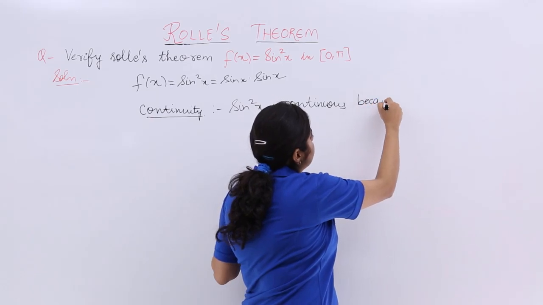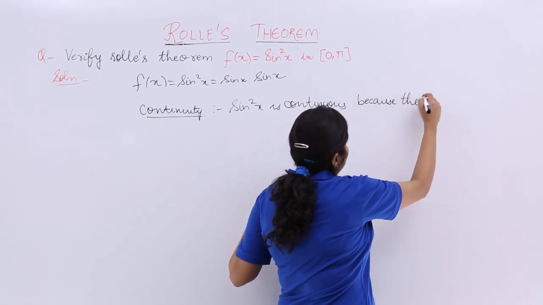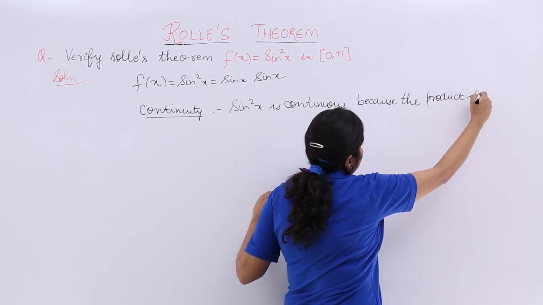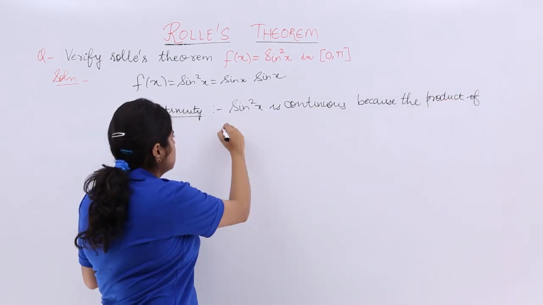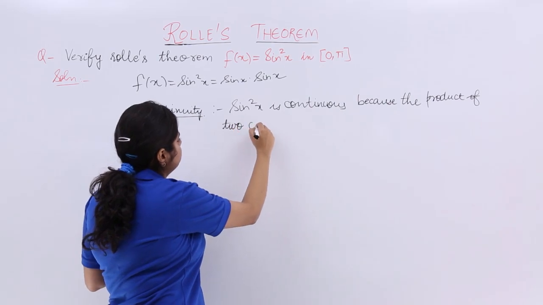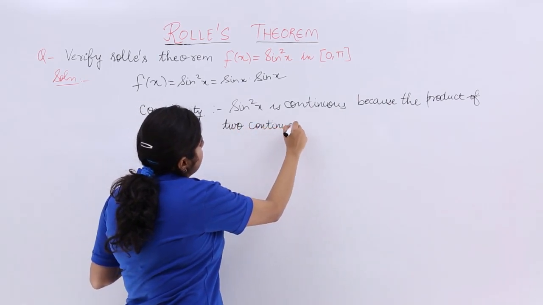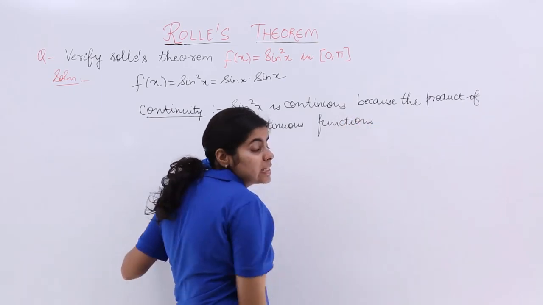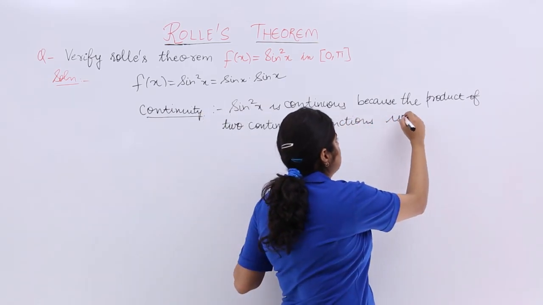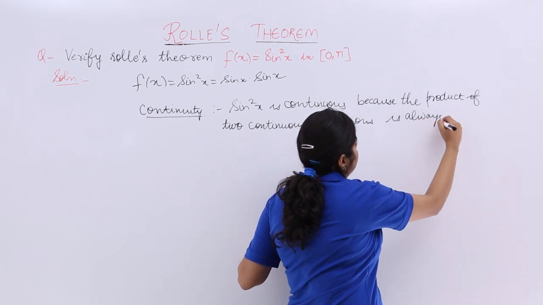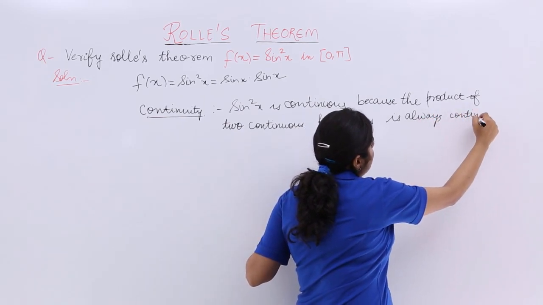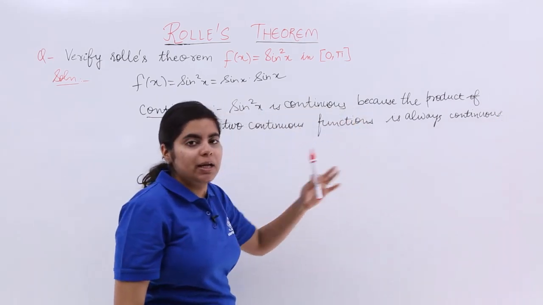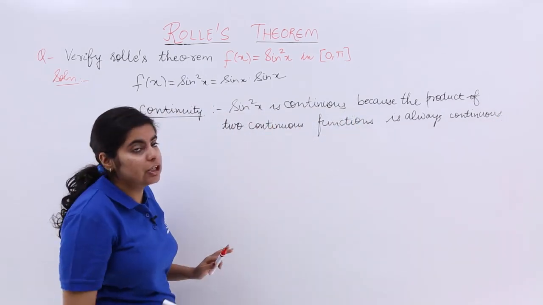Because the product of two continuous functions is always continuous. And you know what the two continuous functions are? These are the same, that is sin x multiplied by sin x. So that is about the continuity.